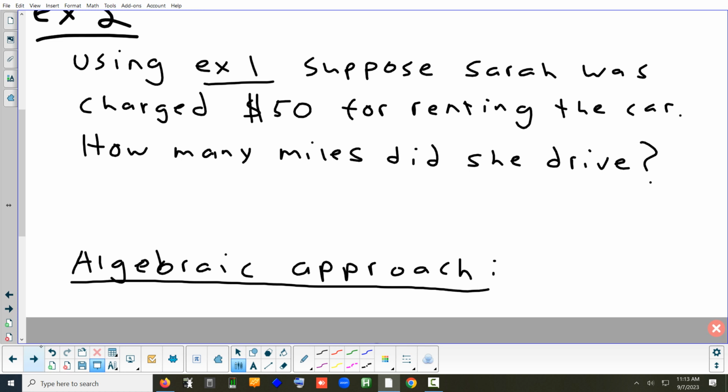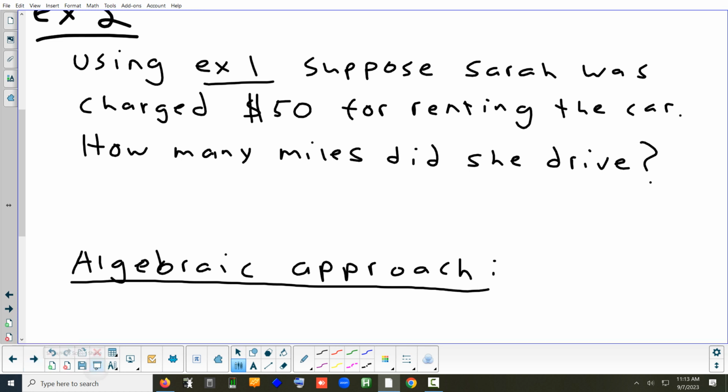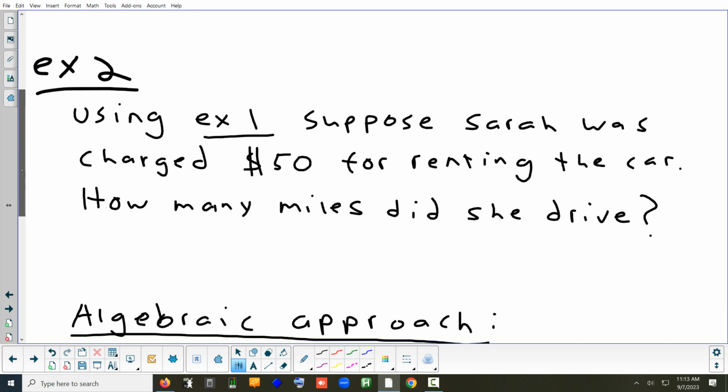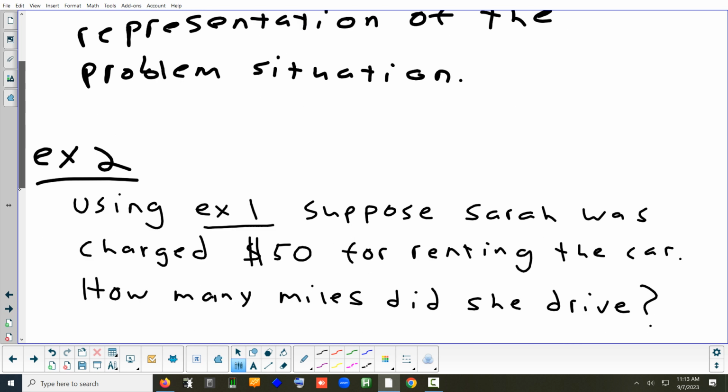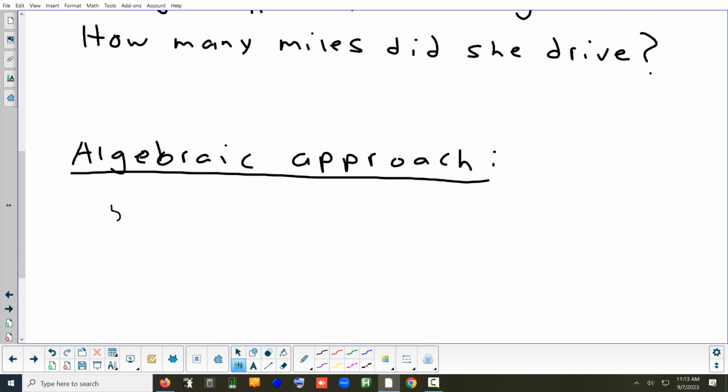If we're going to solve it algebraically, that's how we'll do it first. So if I have a cost of $50, where would that go in the formula? What letter is that going to go for, Ryan? Y. Yeah, that's going to go for y. Good. So y equals 0.2x plus 15. Okay, and now we solve for x.